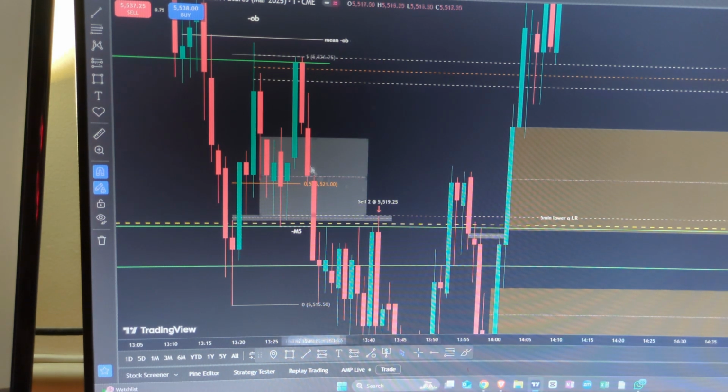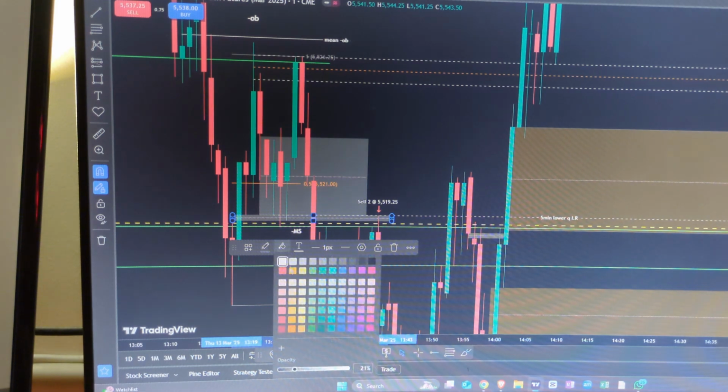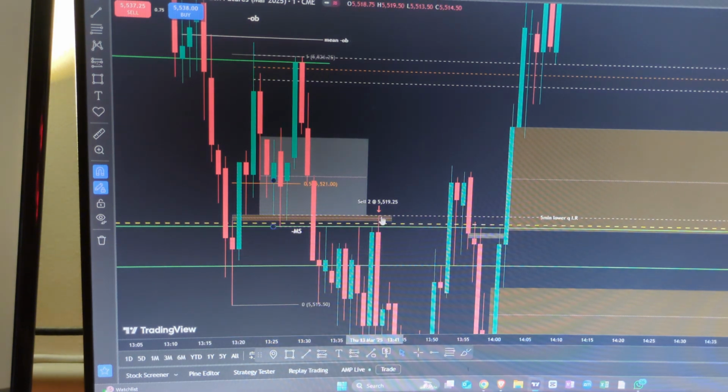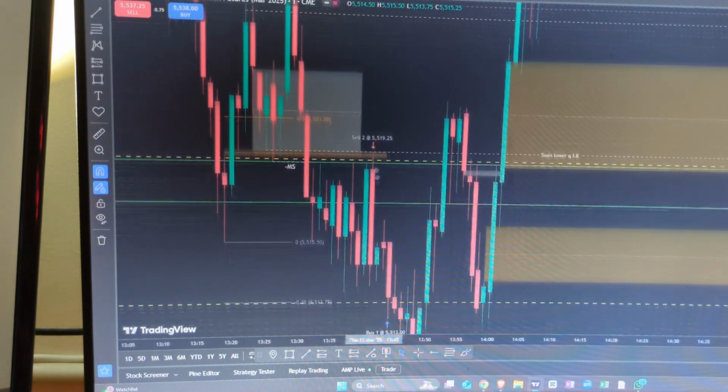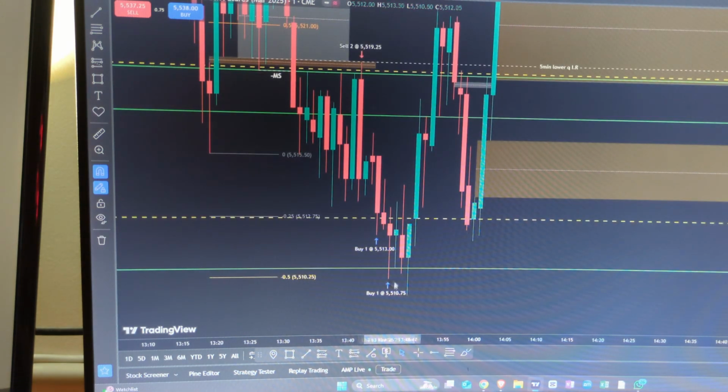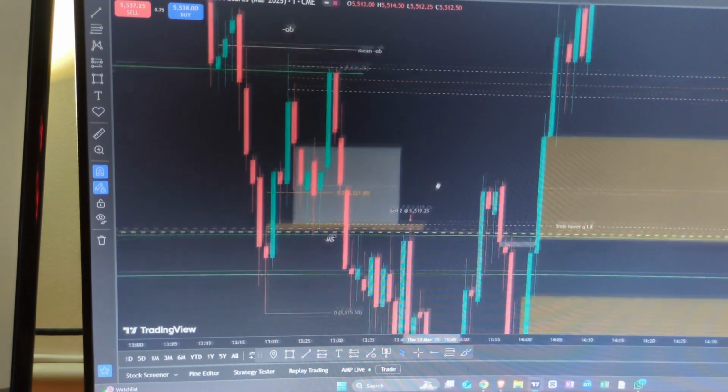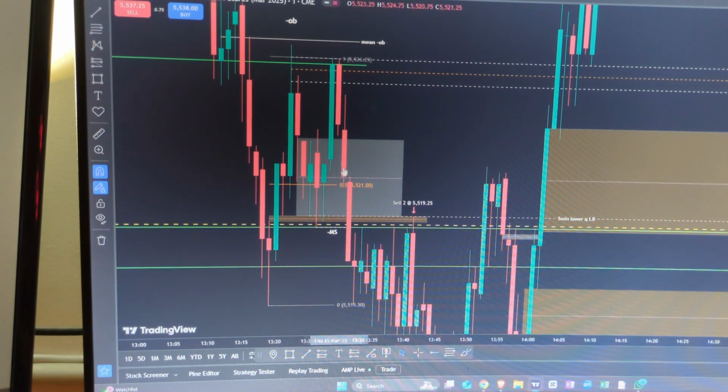Here it showed support, then later it turns into an inversion fair value gap. Can you see? It beautifully rejects lower and reaches the daily low, my target. So as you can see, this back and forth price action.